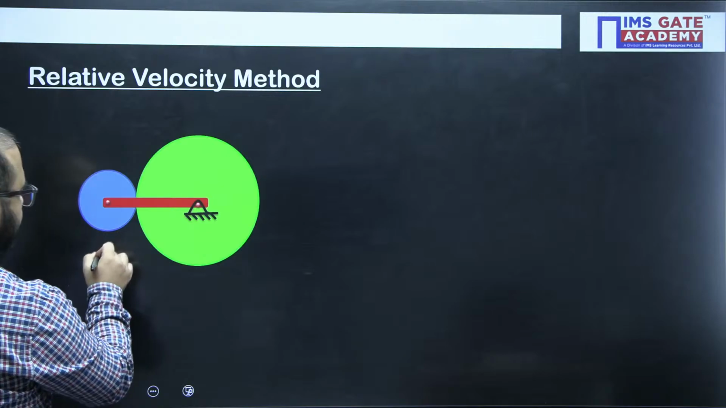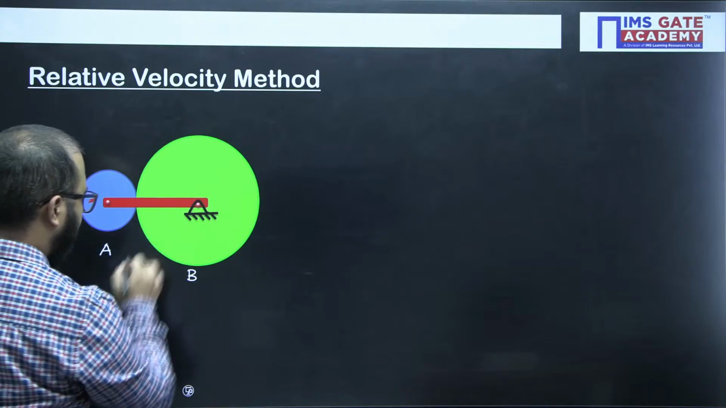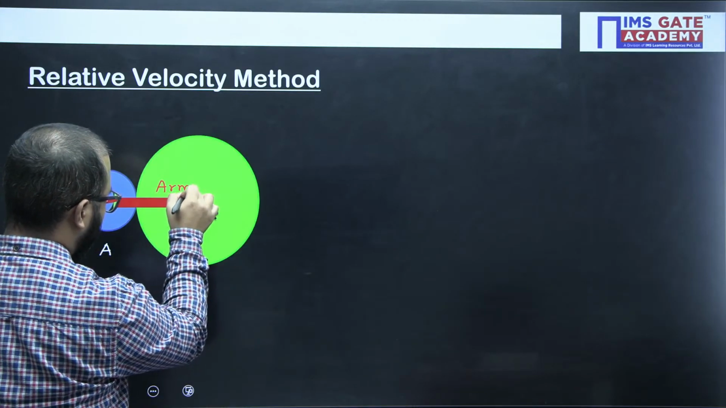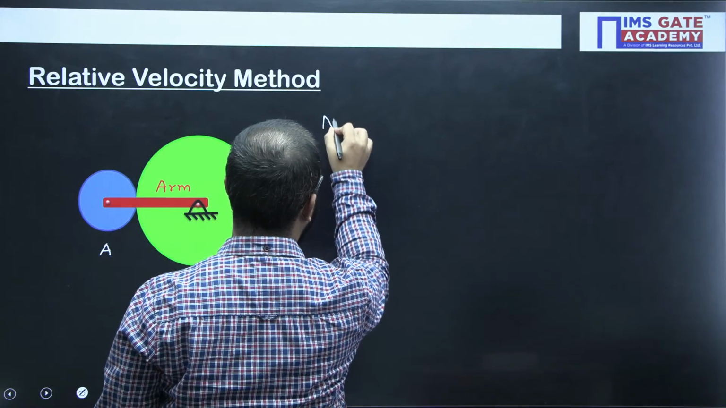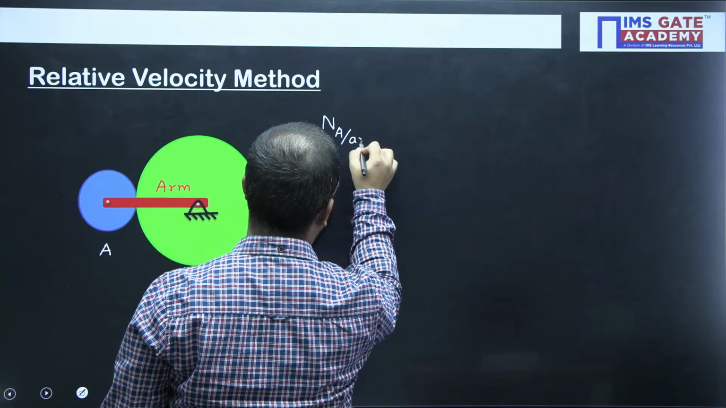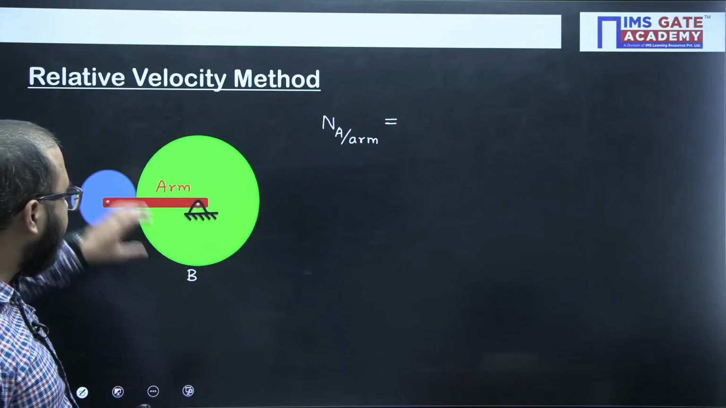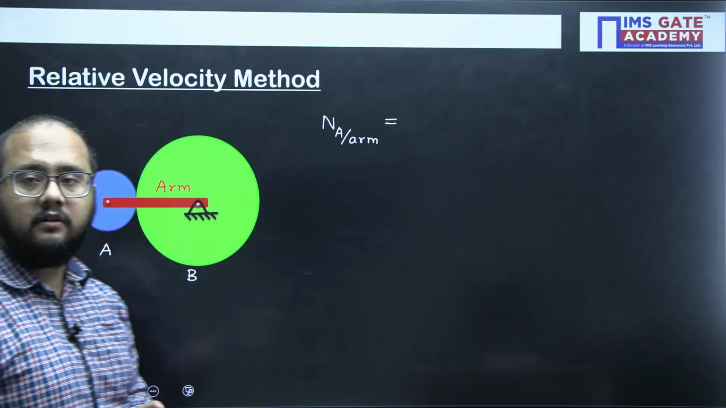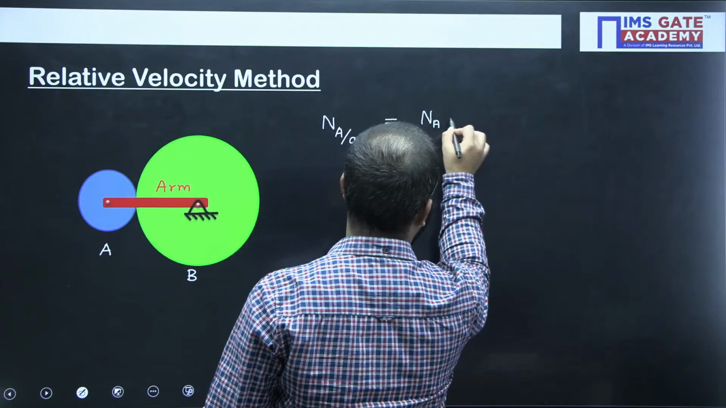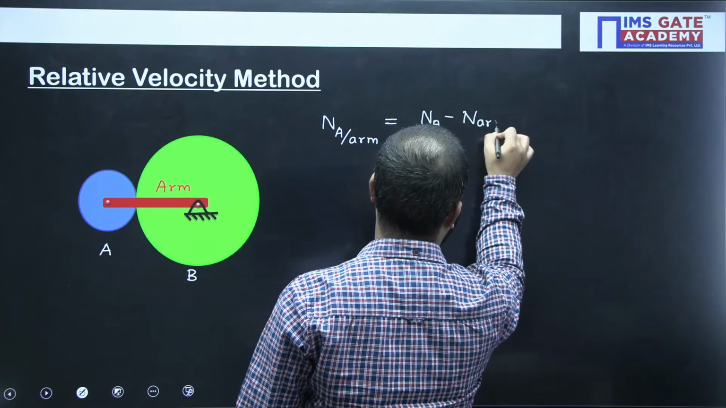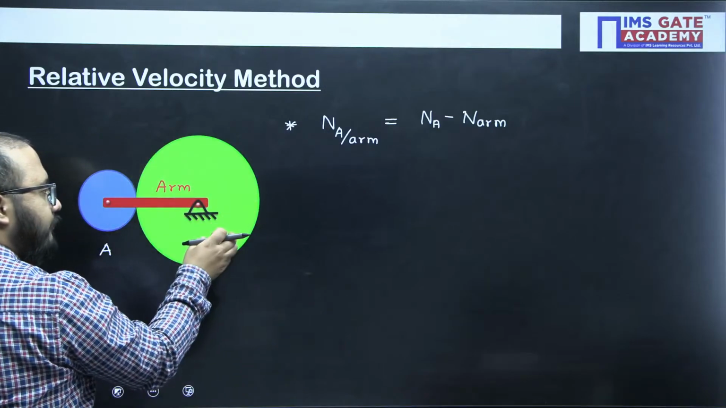Okay. Now, see. Considering this as gear A, this as gear B, and this is what we have as the arm. Now, what I will write first of all, see, is the speed of rotation of gear A with respect to arm. Relative velocity of gear A with respect to arm. Right? How am I going to write this one? Speed of A minus speed of arm. That is the relation. Now consider gear B, its speed of rotation with respect to arm.